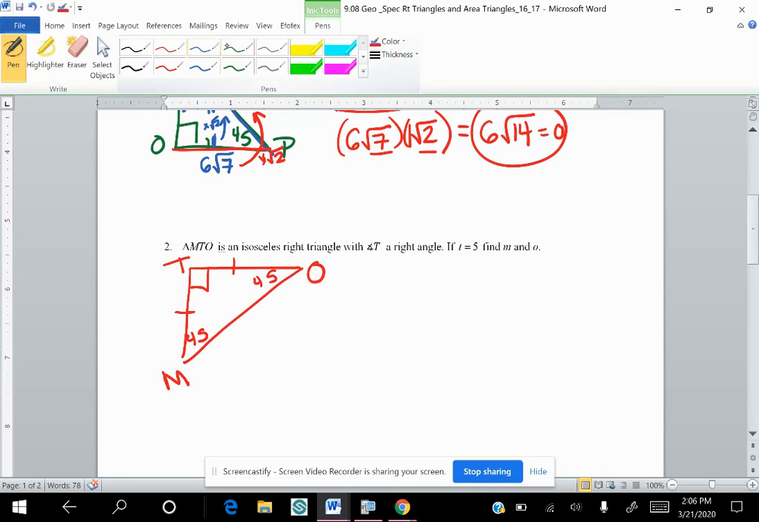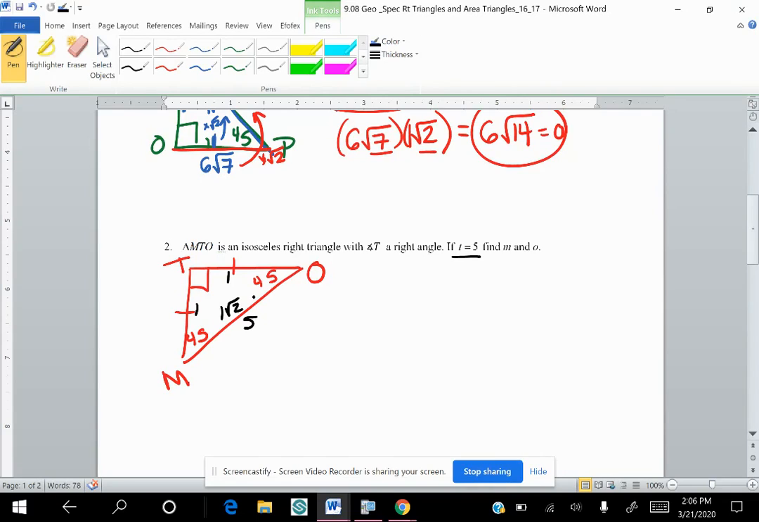On the inside of the triangle, I'm going to write my ratio. So 1 across from the 45, across from the other 45 is a 1, and across from the 90 is 1 rad 2. It says lowercase t is 5, so across from capital T is my side t, so they gave me the hypotenuse this time.